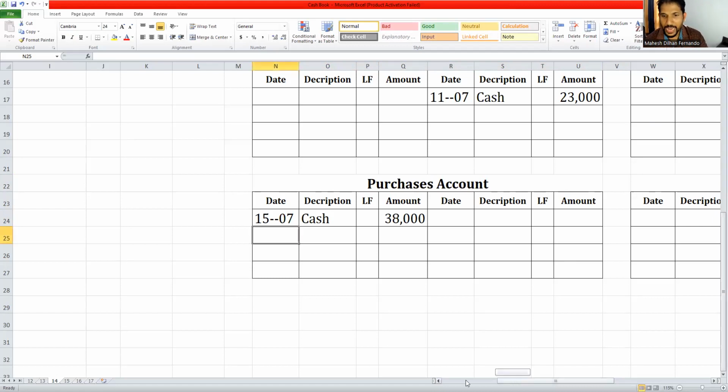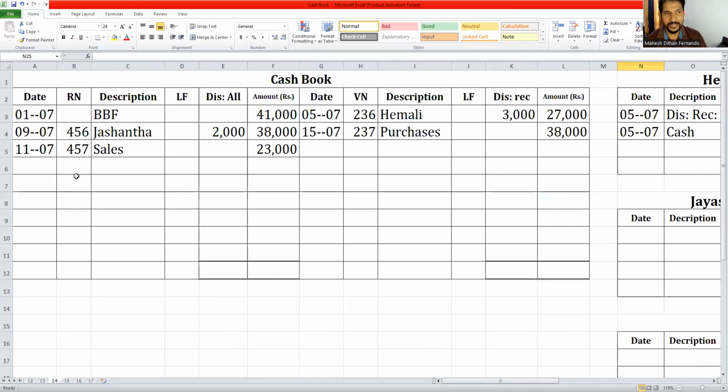Again, we have a receipt. Debit the cash book. The date is 18th July. 458 is the receipt number.